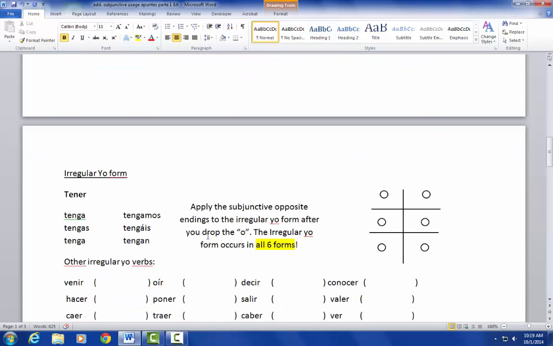So what about all of our irregular verbs? How are we going to handle these guys? Okay, so first of all, let's just explore one. Let's look at tener. Take a look at it. Tenga, tengas, tenga, tengamos, tengáis, tengan. Right off the bat, I hope that you can see the pattern. When you apply the subjunctive endings to irregular yo-form verbs after you drop the O, you have to keep in mind that that irregular stem is now going to occur in all 6 forms.